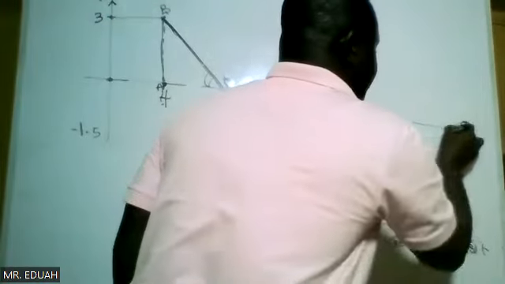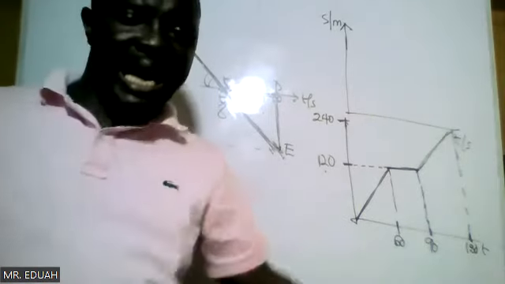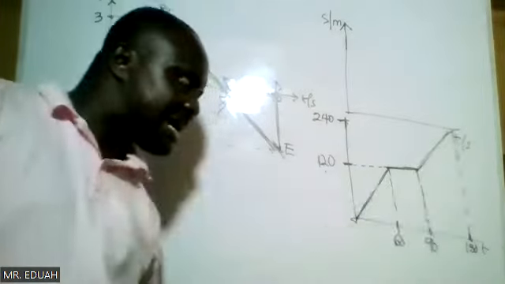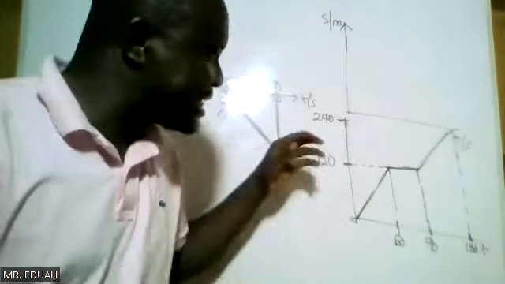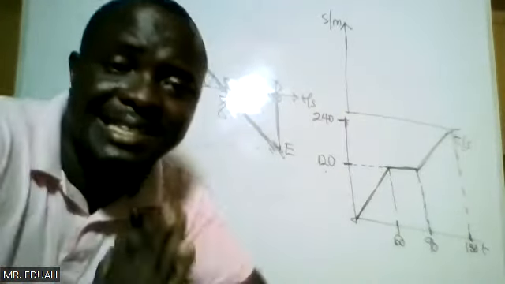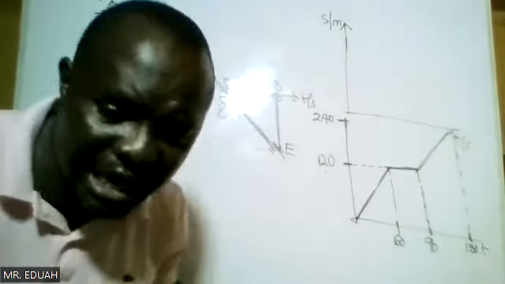Jill then covered a distance of 120 meters again. And here, as I said, we are not interested in the direction coming back. All that we are interested in for the distance time graph is the total distance covered. Are you okay?